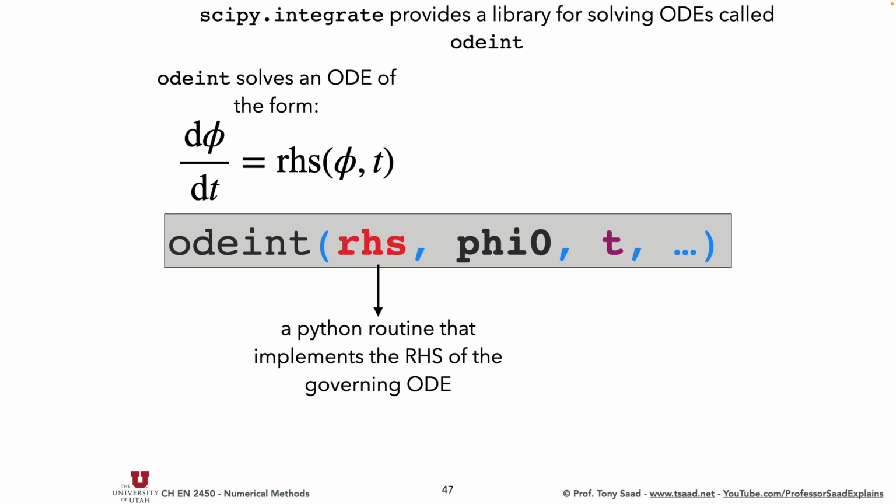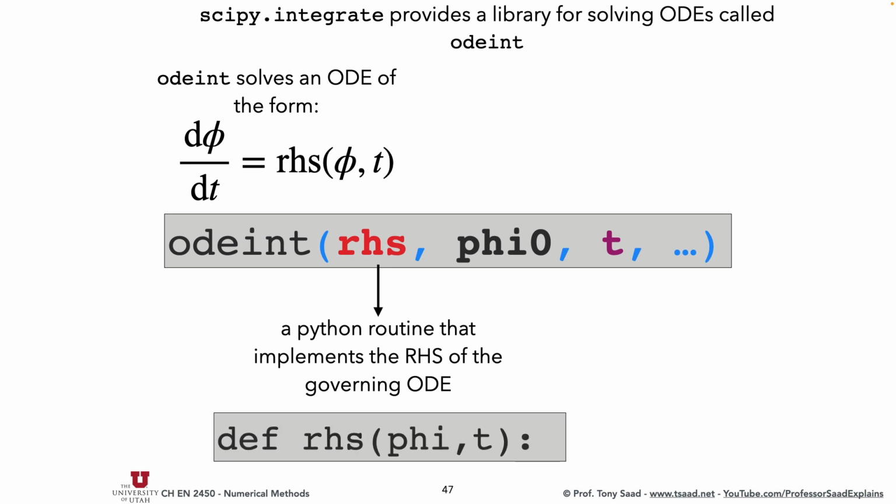So this RHS is, think about the residual function when we were doing fsolve and nonlinear solvers. All we provided fsolve was the name of that residual routine. Same thing here. You just provide the name of your right-hand side function for the ODE. So for example, it would look like this. But make sure that the first argument is the dependent variable, and the second argument is the independent variable. Okay? And Python takes care of the rest magically.